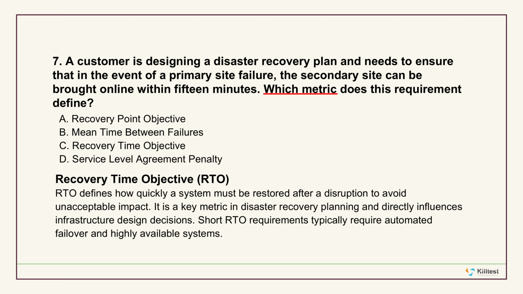We are looking at C here, recovery time objective, or RTO. This metric specifically dictates the maximum acceptable time frame to restore application services after a failure. Okay, so why not the others? Well, option A, recovery point objective, measures acceptable data loss, like how far back in time your last clean snapshot was. Option B, mean time between failures, is just a hardware reliability metric for physical components. And D is literally just a business contract term. Right, the SLA penalty. So the specific 15 minutes to bring the site online is definitively an RTO constraint.